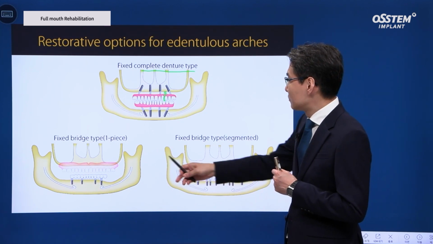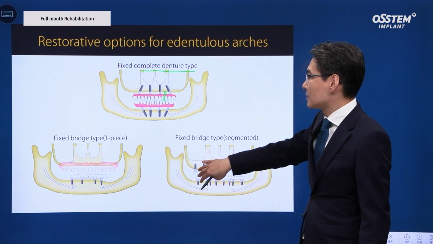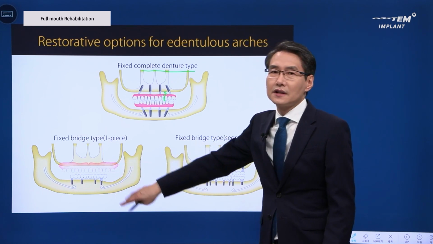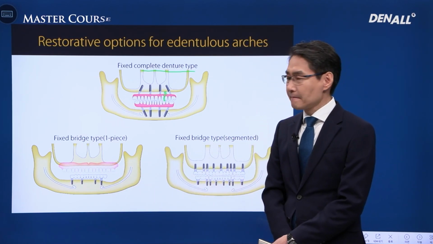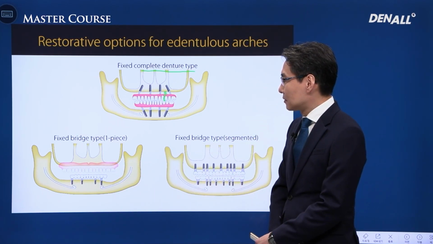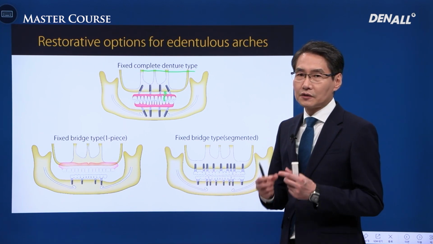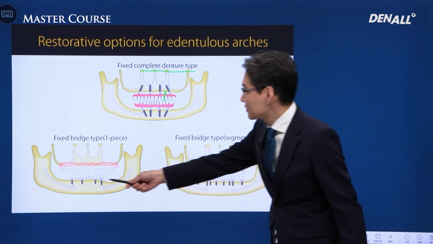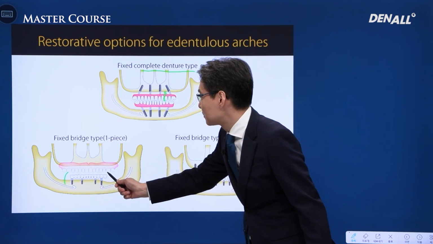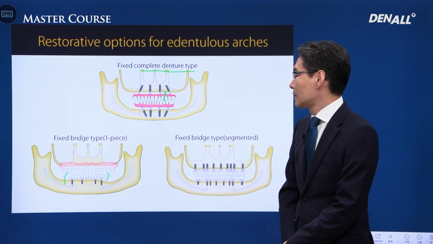Second is a fixed bridge type. This can also be divided into two. If you place a smaller number of implants, if you place 4 to 5 implants, the entire prosthesis needs to be tied in. It becomes cross-arch splinting.